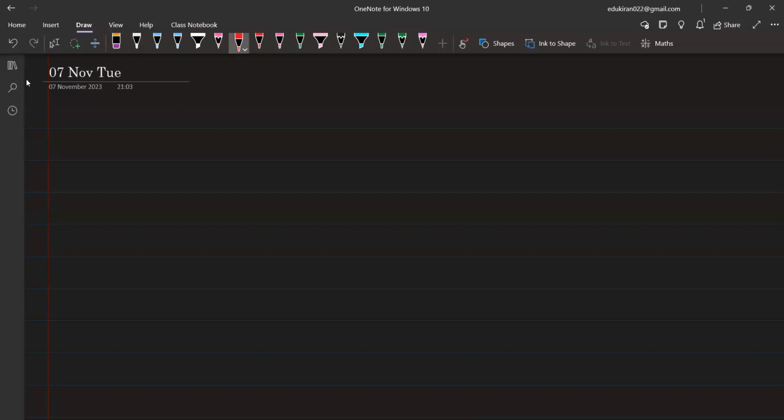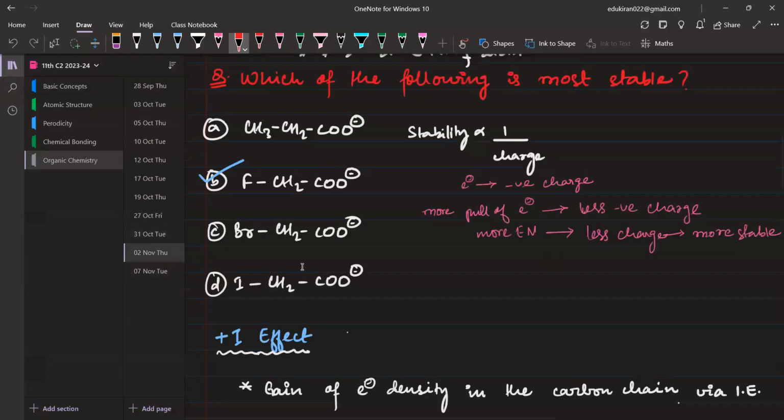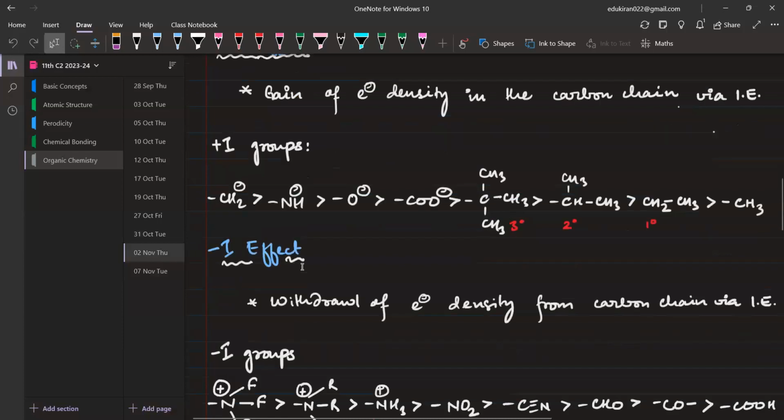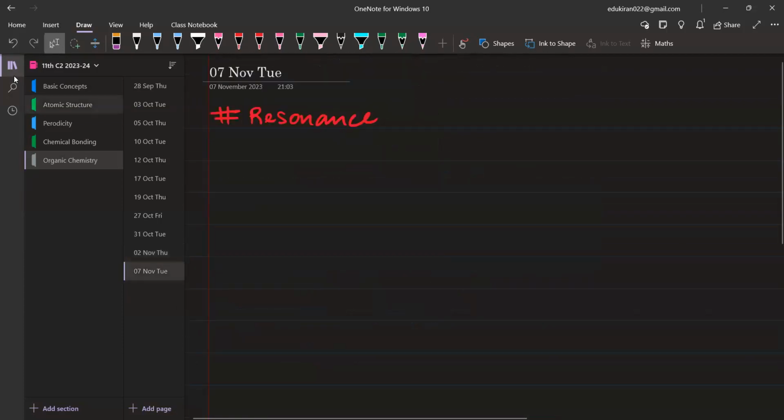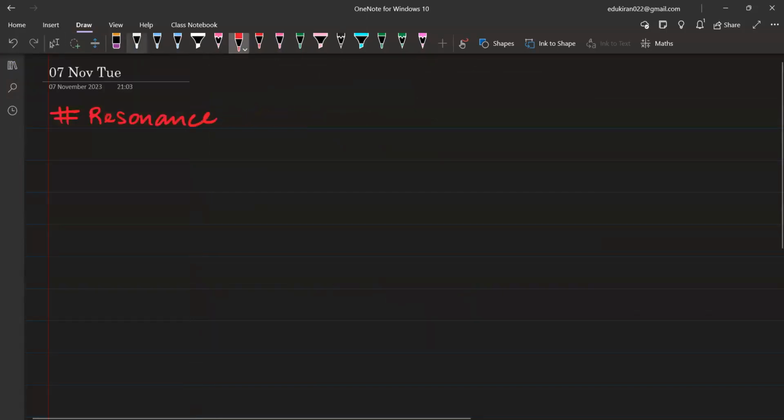Guys, please write the resonance. We discussed the inductive effect plus I minus I in some of the application. Now write the topic resonance. है ना? सब कुछ कर लिया था ना? Plus I minus I. Plus I effect, minus I effect, acidic strength. है ना? We did a question also.